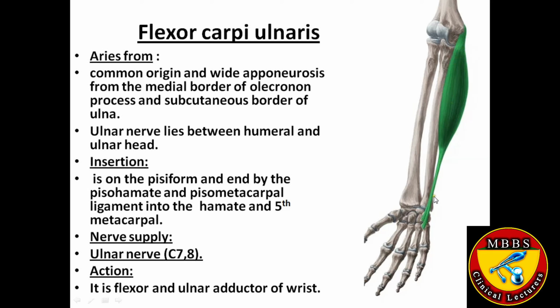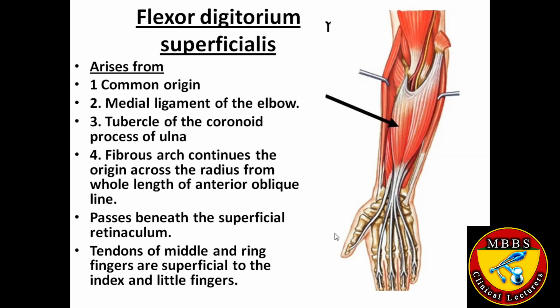They become a tendon in the lower part of the forearm, and then they attach on the pisiform bone, ending up as the pisohamate and the pisometacarpal ligaments at the hamate and the fifth metacarpal. Again, as its name suggests, this muscle is on the ulnar side, and it receives its nerve supply from the ulnar nerve. It is a flexor and adductor of the wrist joint.